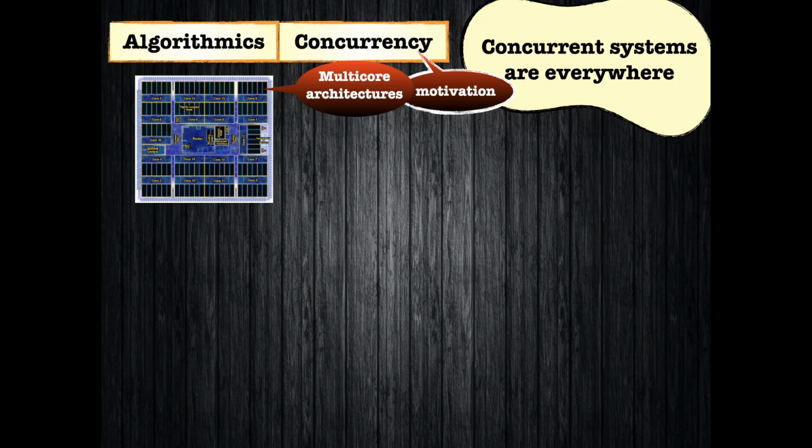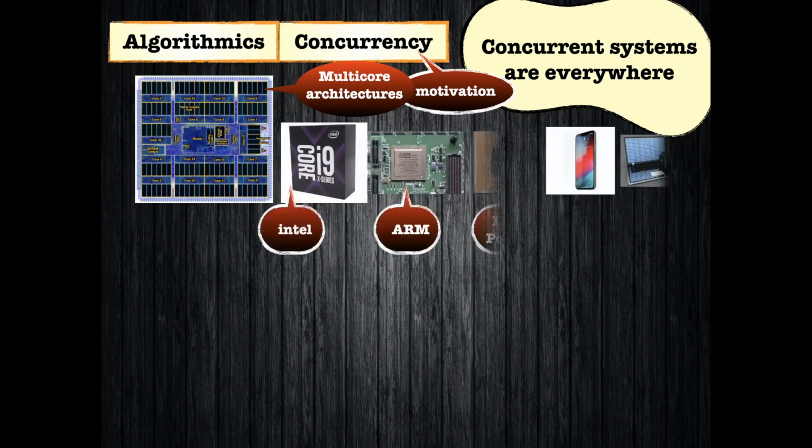Of course, this introduces a lot of complications, but these are not the subject of our course here. But what we need to know is that if you take any processor by the leading manufacturers, Intel, ARM, IBM, they are all multi-core, which consequently means that if you take any computer, phone, or complicated computer system, then almost certainly you will have hardware which is multi-core.